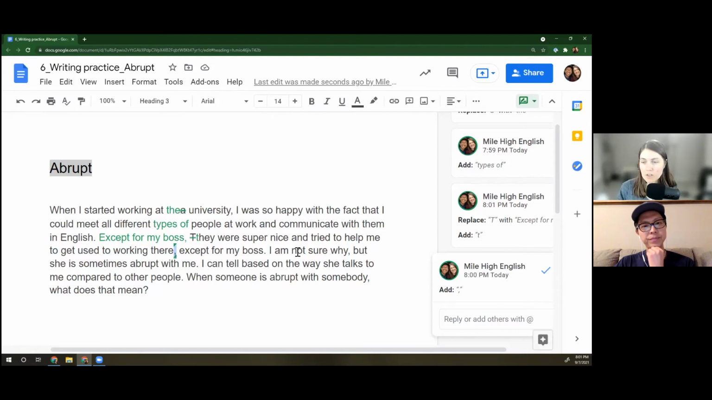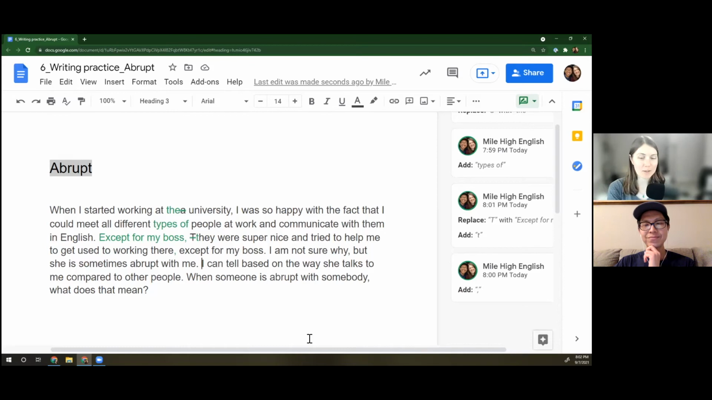So, and then I'm not sure why, but she is sometimes abrupt with me. And I can tell based on the way she talks to me compared to other people. So I like that you gave an example of why. And then you say, when somebody is abrupt with somebody, what does that mean? And I know you're setting this up to help explain what abrupt means. So do you want to take a stab at it? Do you want to try?